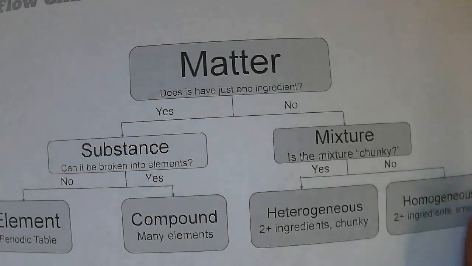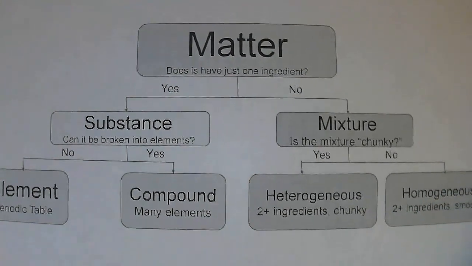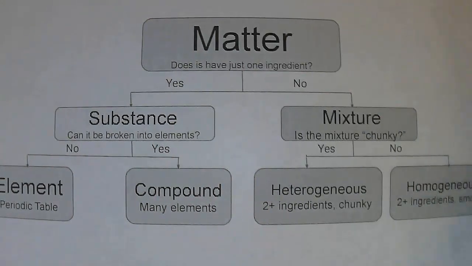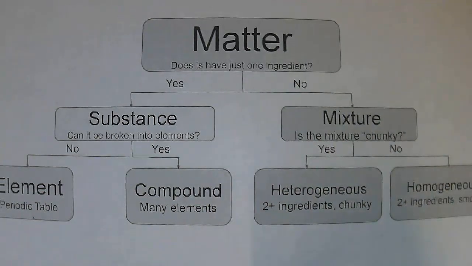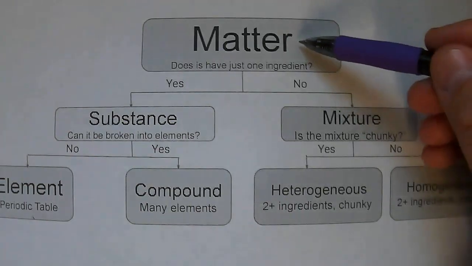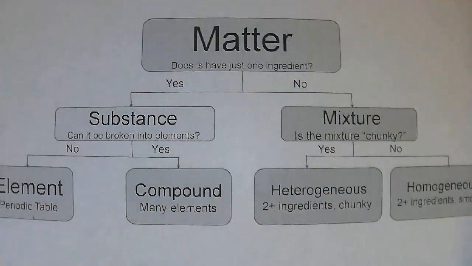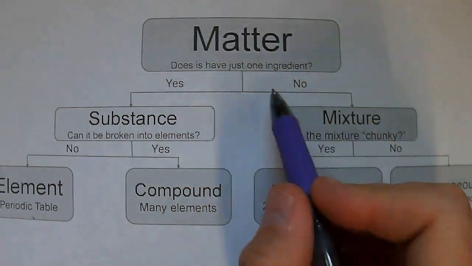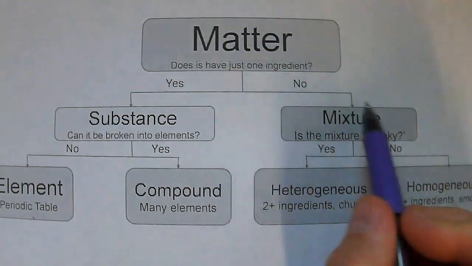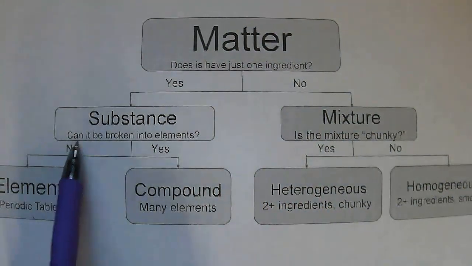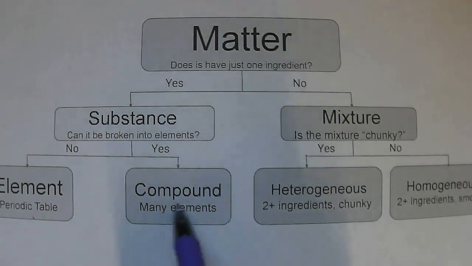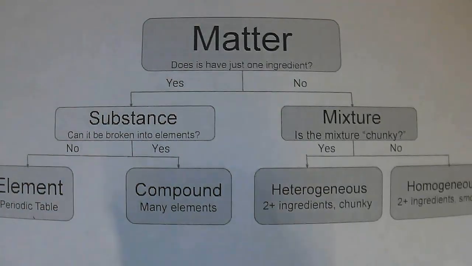So one of the things that's going to help you is having a flow chart for how you decide whether it's an element, compound, heterogeneous, or homogeneous. So this is the flow chart. I'll leave this up here, and you can copy it down. But we have matter, and then you ask yourself, does it have just one ingredient? If it has just one ingredient, it's a substance. If it's multiple ingredients, it's a mixture. And then if the substance is made of elements, then it's a compound. If it's only one element, it's an element.